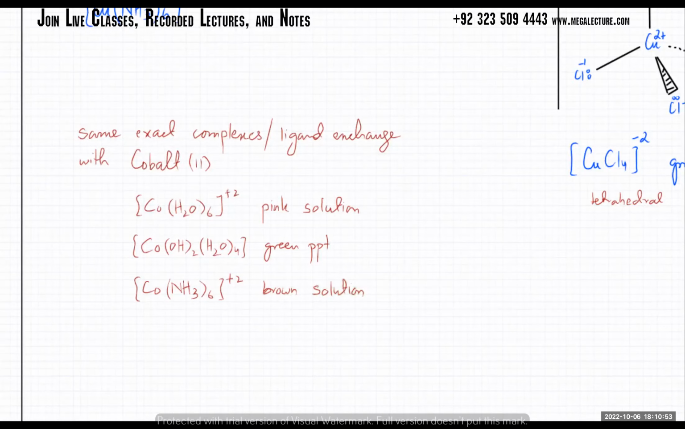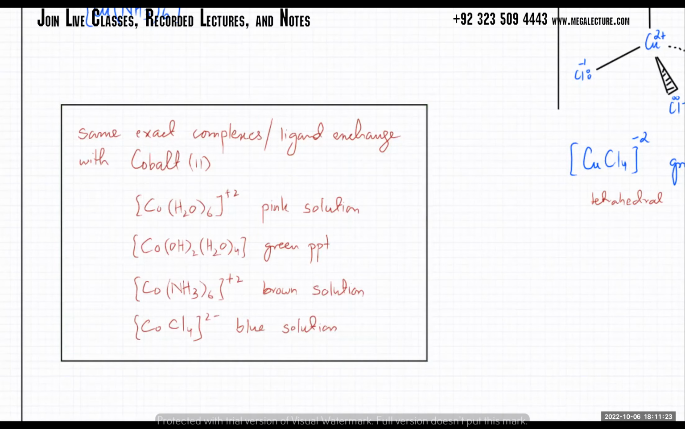And there's one more, that cobalt can also be surrounded by Cl ions, and it will form this complex CoCl4 2-, and this one is going to be a pink, not a pink, it's going to be a blue solution. Okay, so this one over here is going to be a blue solution.